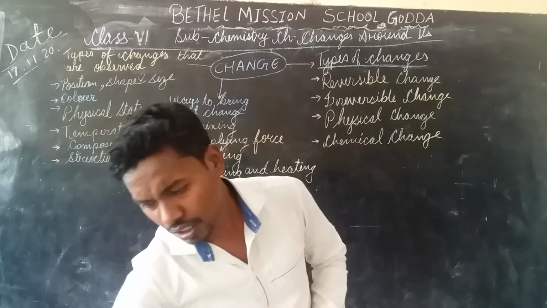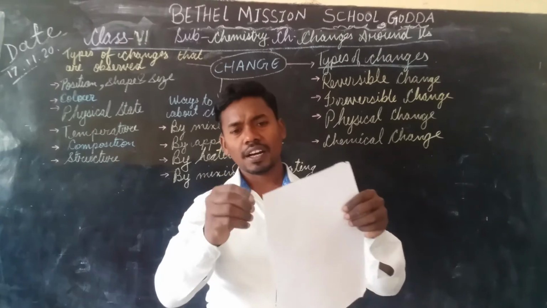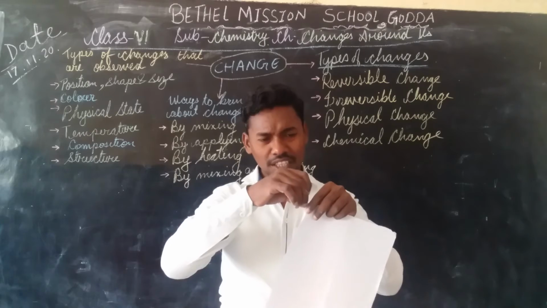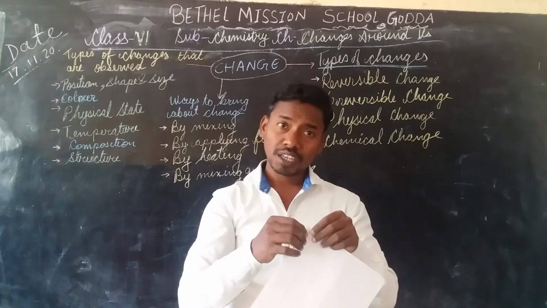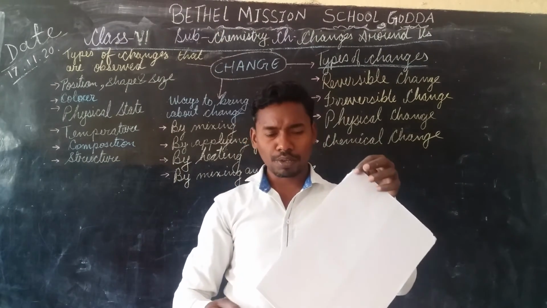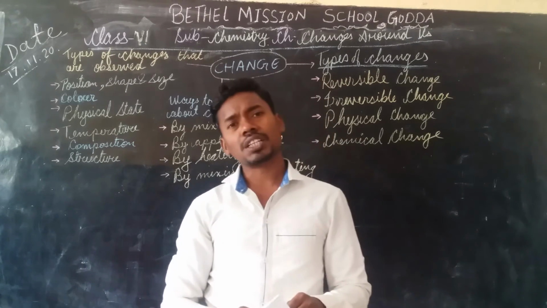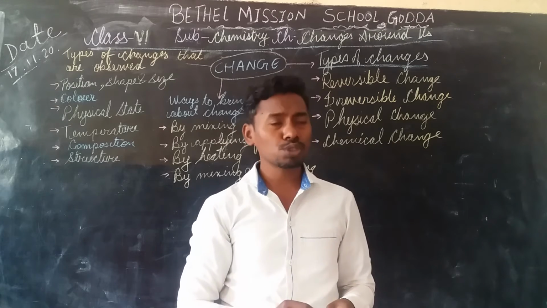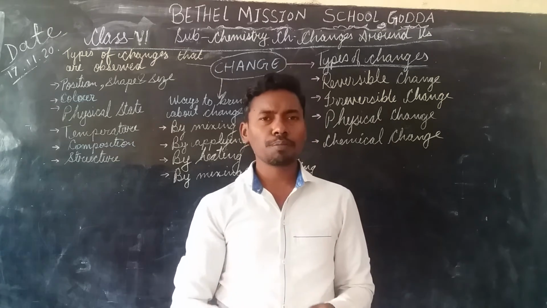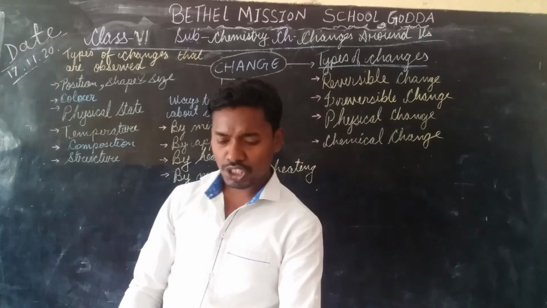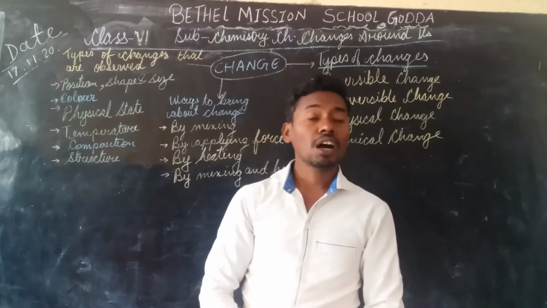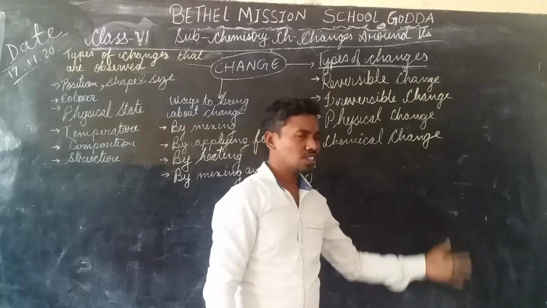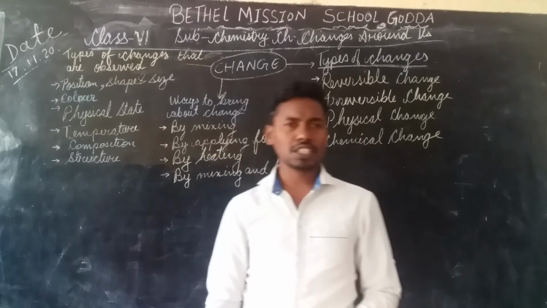I will take a piece of paper and I tear it. Now I cannot join it again in the same way as it was, but it is still a paper. So when no new substance is formed in a process, and the original substance still remains there, that type of change is called what? A physical change. Whereas a chemical change is a change in which a totally new substance is formed.